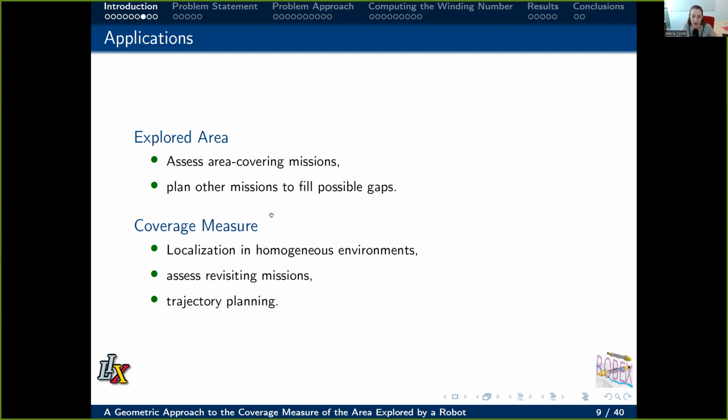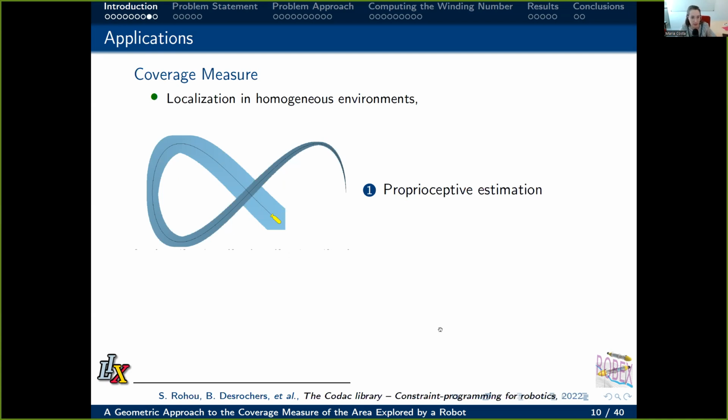And then for the coverage measure, so how many times a point in the space was explored by the robot, a simple application is to plan optimized trajectories if we don't want the robot to cover the same area twice, for example. And for the two other applications, I'm going to use some images to explain. So first, I'm saying that the coverage measure can help in localization in homogeneous environments.